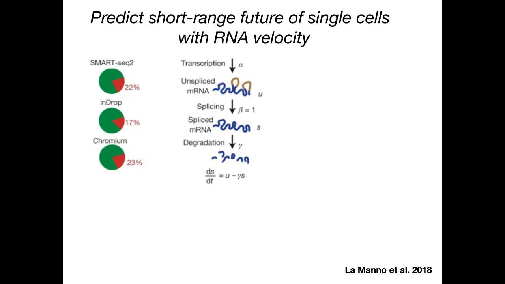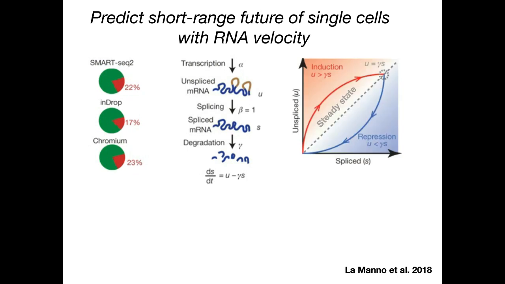Basically, RNA velocity represents the first derivative of the spliced mRNA over time, or beta U minus gamma S. Here, beta is the splicing rate, gamma is the degradation rate, while U and S are the unspliced and the spliced mRNA. In order to make this system identifiable, they assume a universal constant for beta across all the genes, so beta equals 1.